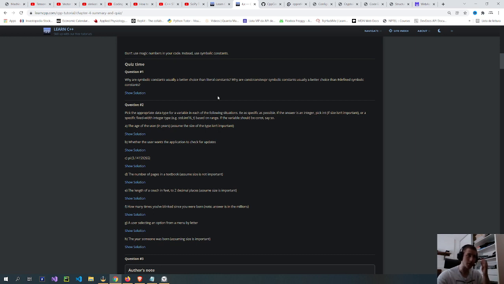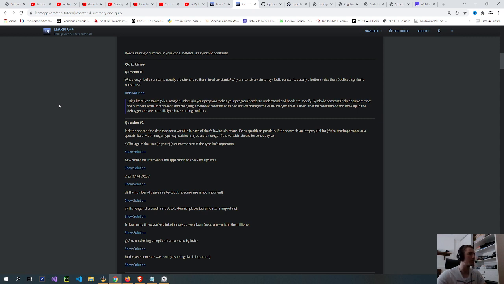Why are constexpr symbolic constants usually a better choice than defined symbolic constants? Because define can be declared in another header file. Then when you use const, you're going to have a problem where the function is not going to do what you want it to do because it's not getting the things from the other header files. I think that's the answer.